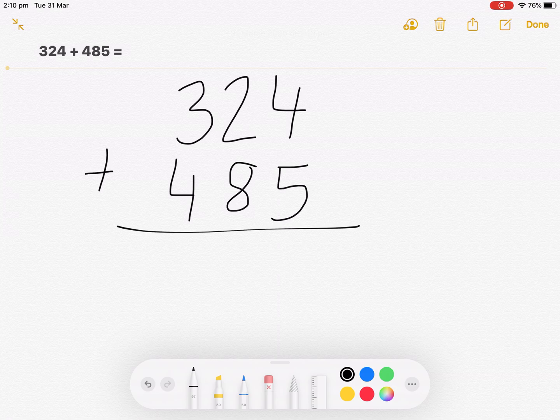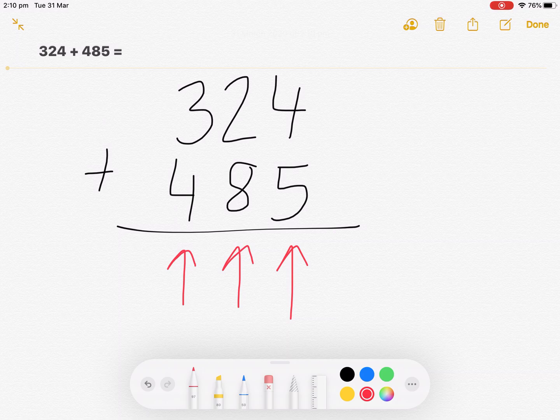All right. When I set up my algorithm, it is important that my ones are in line. Here, my ones column, my 4's over by 5. My 10s column is in line, my 2's above my 8, and my hundreds column is in line, my 3's above my 4. And this would carry on if I had thousands, 10,000s, etc.